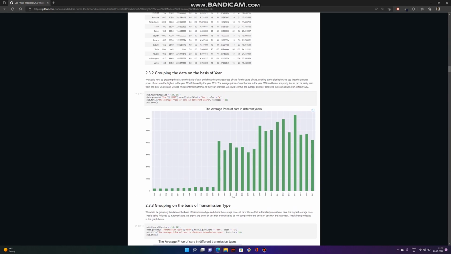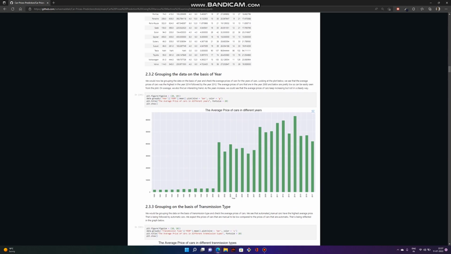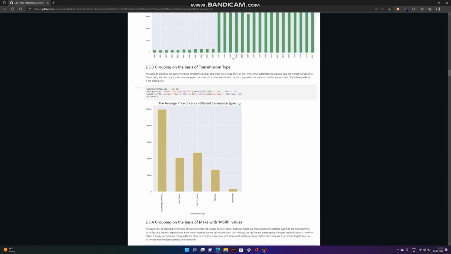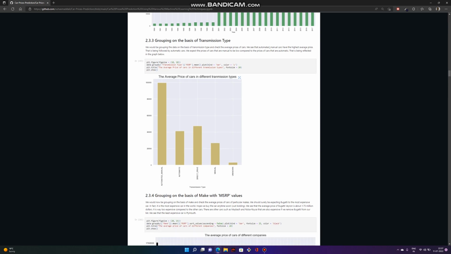After that, we also group by and see what the overall average price of cars was over different years. We see that cars in the year 2014 had the highest average price, followed by the other years. This is very good to take a look at. We also compare the average price of cars based on whether they're manual or automatic, depending on the transmission type. We find that the price of automated manual is the highest. Automated manual is nothing but having both the manual and automated drive.